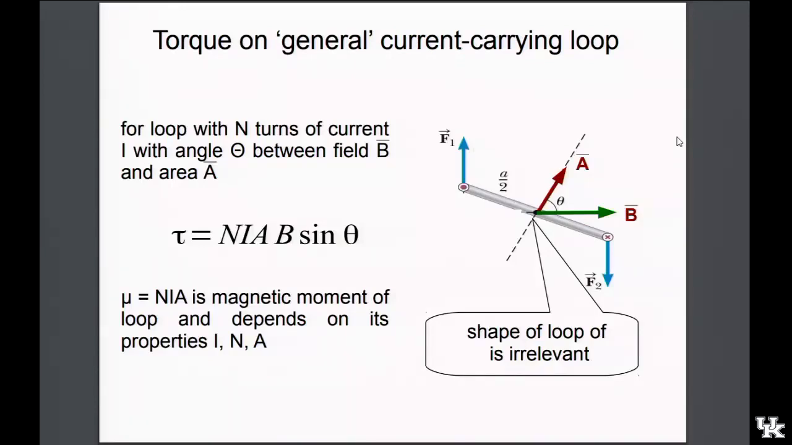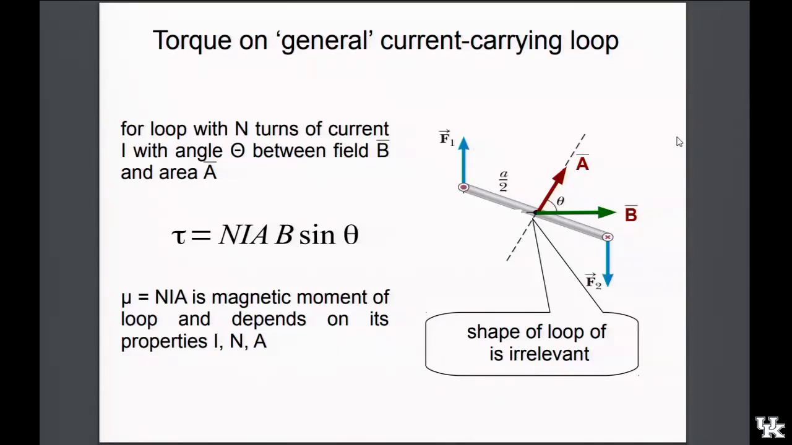This is a summary slide of that equation. So we worked that whole equation out for a rectangular loop. It's interesting that that equation applies not just to rectangular loops, but any shape of loop. So if you had a circular loop, the same equation applies. If you have a weirdly shaped loop, the same equation applies. Whether it's the rectangle, the circle, or the weirdly shaped loop, that area A is the area of the rectangle or the circle or the weirdly shaped loop. So that same equation, IAB, applies to all loops.